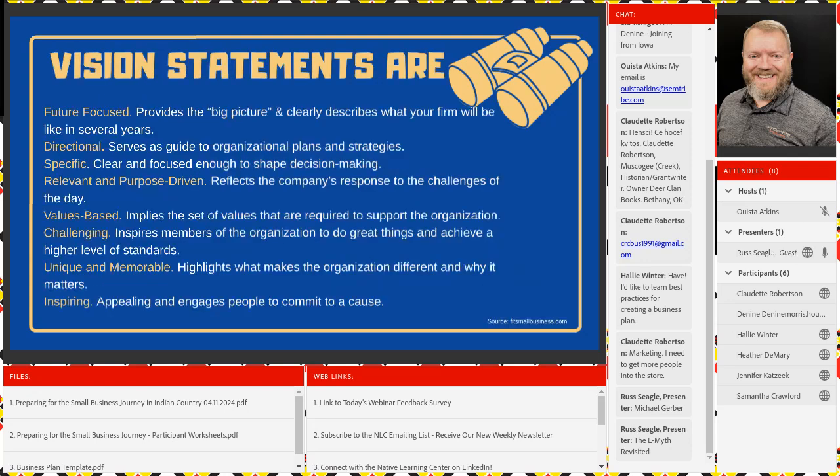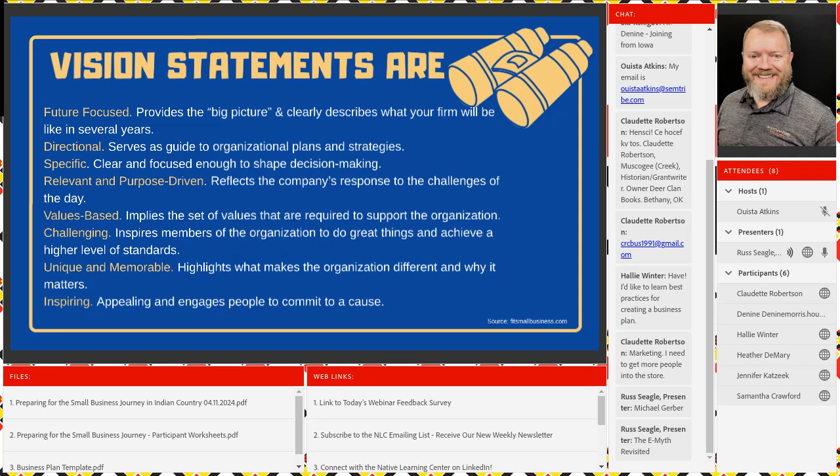Your vision statements are going to be future focused. It's nothing that you're doing now. It's going to be what you are in the future. It's going to serve as a guide to your plans and strategies. Again, when you're starting to come up with a plan, if you have a work plan for the year and you say, we should really do this, does it fit with your vision? Is it going to get you closer to your vision, or is it going to take you farther away?